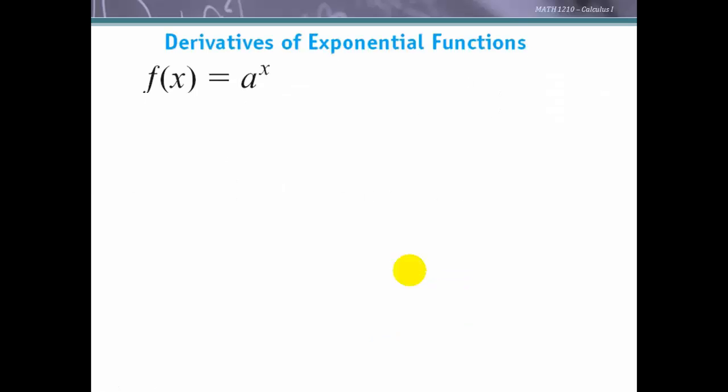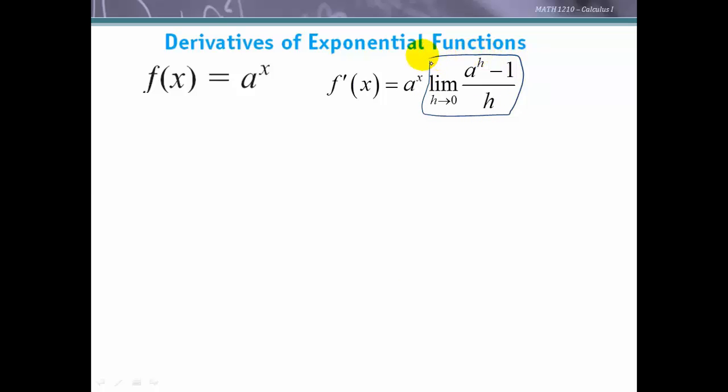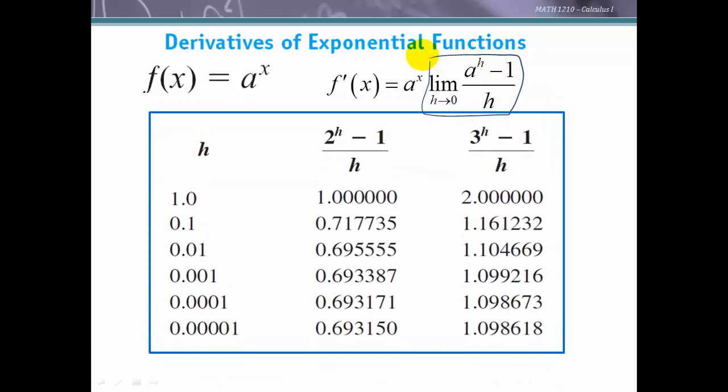So let's go back and see when we were deriving this from the definition of derivative. If you remember, we ended up with this limit, and we looked at a table of values if the base was 2 or if the base was 3, and we saw when the base was 2 this appeared to be approaching 0.69, and if the base was 3 it appeared to be approaching 1.0986.